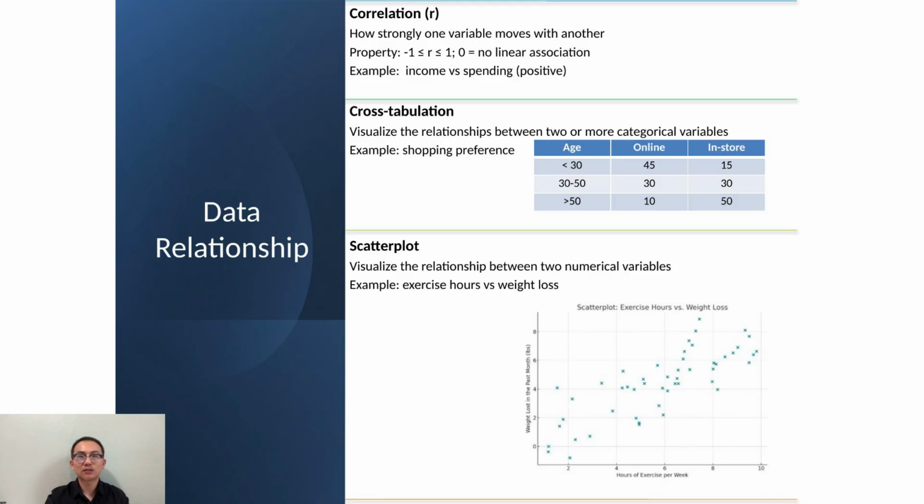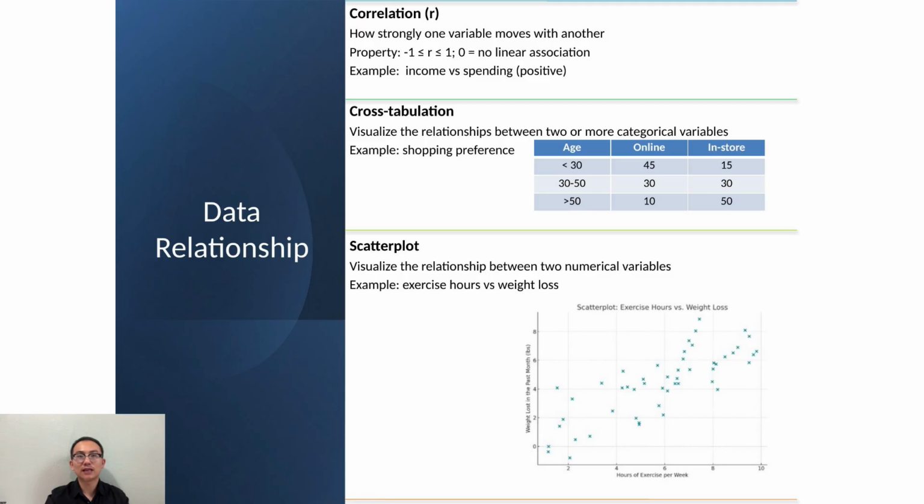Another method is cross-tabulation, which helps us explore relationships between categorical variables. For instance, if you survey customers on their shopping preferences and age group, you can build a table to see how many people in each age group prefer online versus in-store shopping. You'll quickly see patterns like younger people preferring online and older ones favoring in-store.